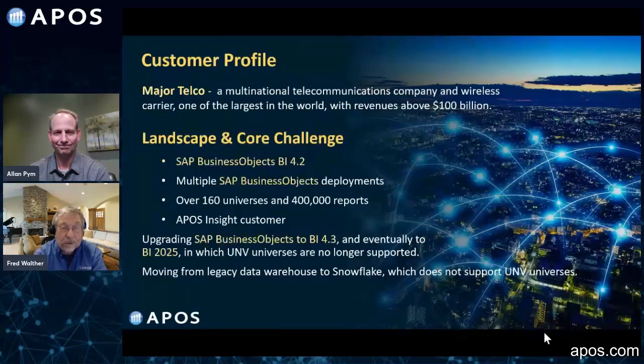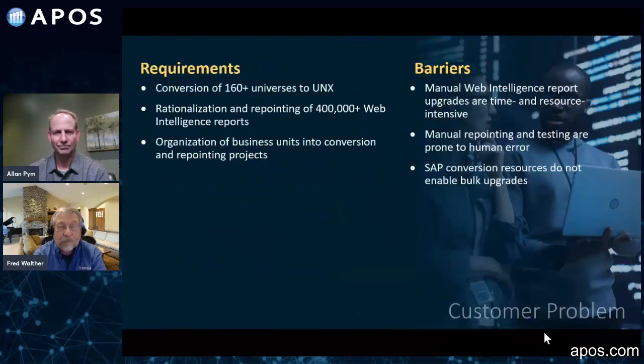They're an APOS Insight customer of ours. They're going to be upgrading to 4.3 and eventually BI 2025. And they're moving from a legacy data warehouse to Snowflake, which doesn't support UNV universes. So the requirements for them were the conversion of those universes, 160 plus, rationalizing and repointing those 400,000 Webi reports.